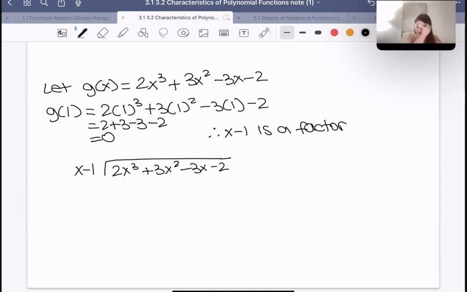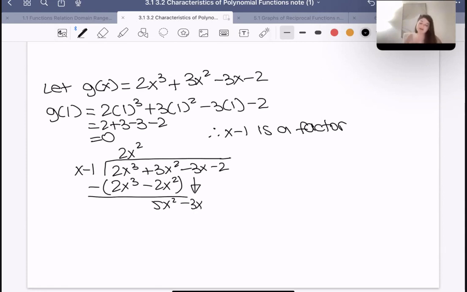So how many times does x go into 2x cubed? Well, 2x squared times. X times 2x squared is 2x cubed. Negative 1 times 2x squared is negative 2x squared. And then we're going to subtract. So then we have 5x squared over here because we have 2x cubed minus 2x cubed, which is 0. And we have 3x squared minus negative 2x squared, which is actually 3x squared plus 2x squared, which gives us 5x squared. And then we bring down the minus 3x.